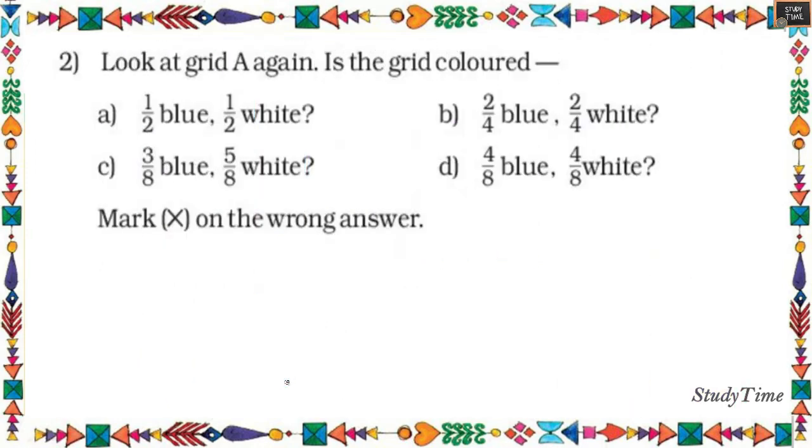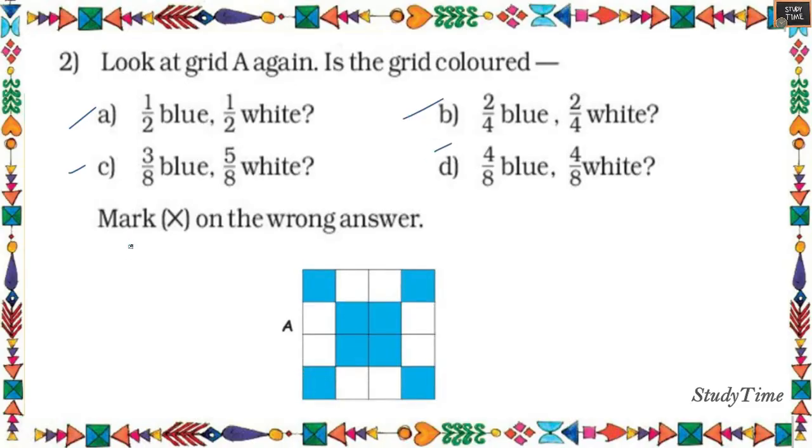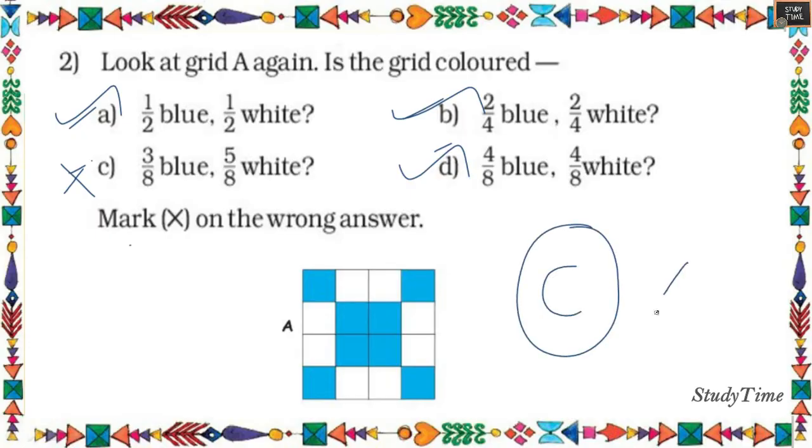Next, look again at grid A. Is the grid colored? Here they have given 4 options. You have to mark wrong on the wrong answer. So this is the grid. So half blue, half white. Yes, this is true. 2 by 4 blue, 2 by 4 white is true. See, 3 by 8 blue, 5 by 8 white is wrong. This is wrong. 4 by 8 blue, 4 by 8 white is right. So the option here that is wrong, you have to mark wrong on C.